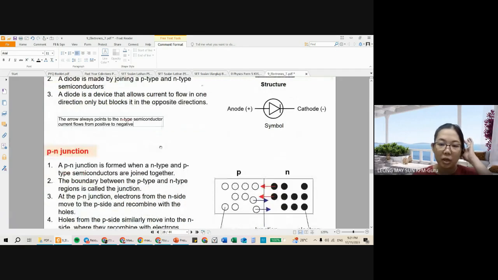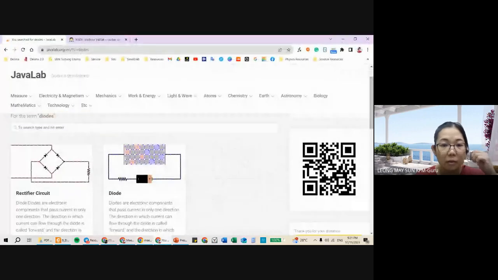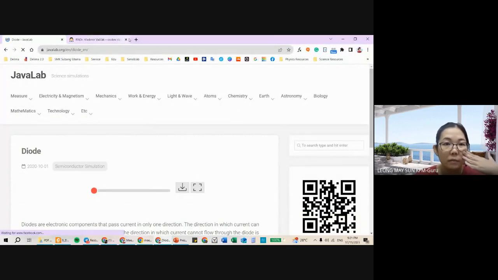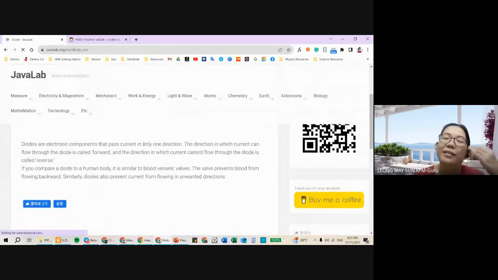Now, PN junction. So I'm going to use the simulation right now so that I can slightly take a rest.